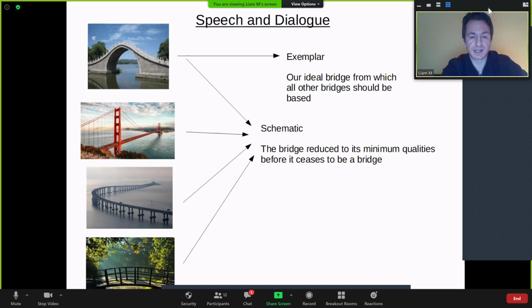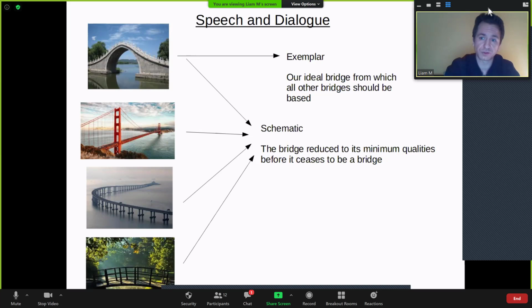And another way that we can do this is that we look at all of our bridges and we think, this one at the top is the most wonderful bridge that's ever been made. And it's our ideal bridge from which all other bridges should be derived. And this is our exemplar or our example.